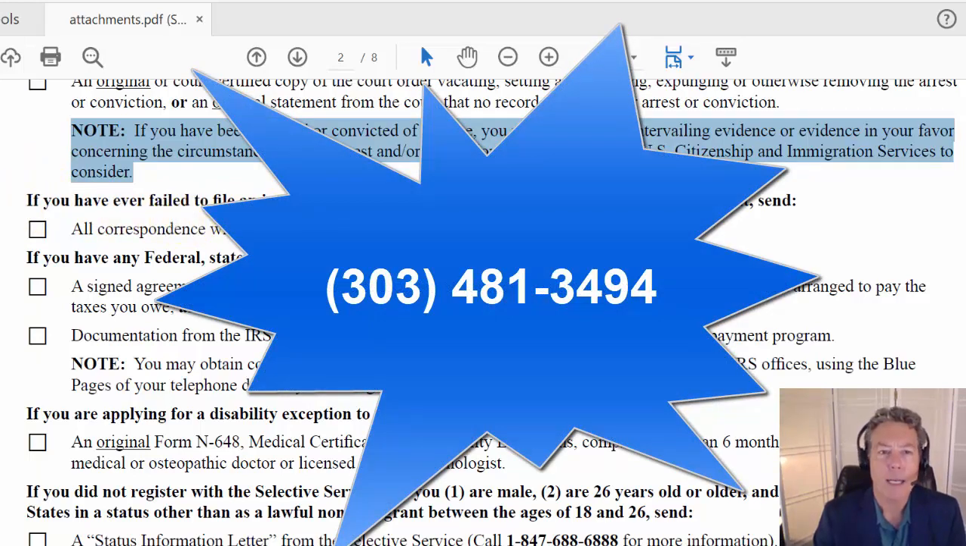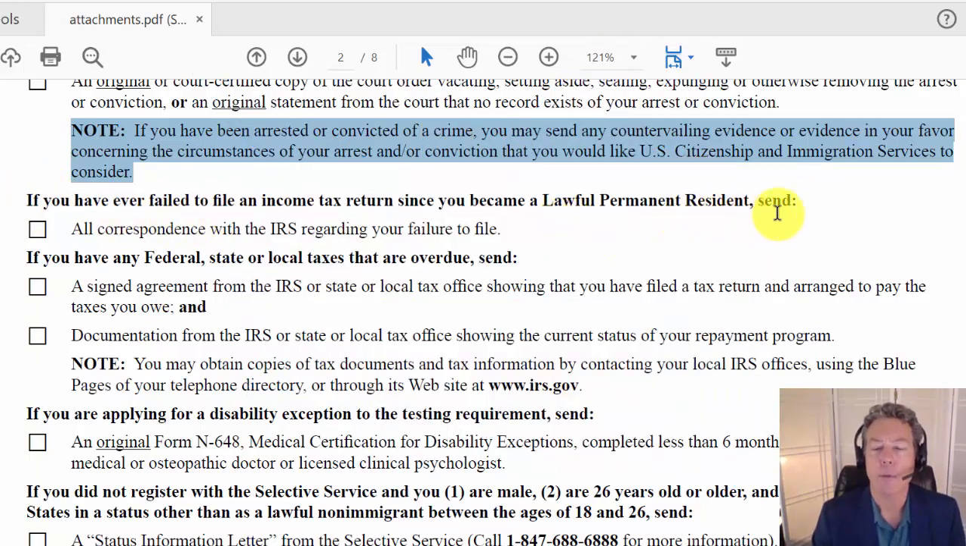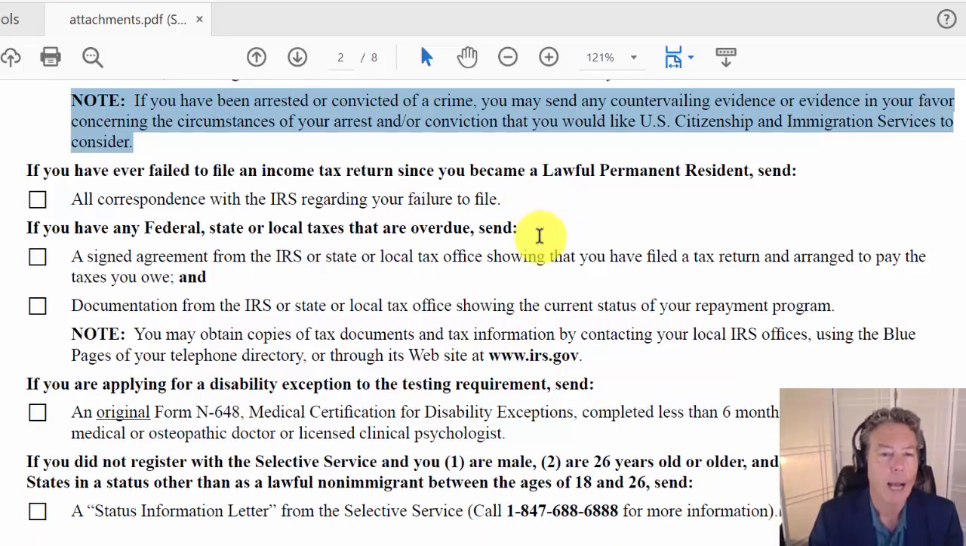If you've ever failed to file an income tax return since you became a lawful permanent resident, it is a no-no. Send all correspondence with the IRS regarding your failure to file. So you might be on a payment plan right now with the IRS, and they're going to say, oh, but you failed to file. So you got into a payment plan. Well, there's still bad moral character. So you need to be careful with that one as well. They're going to be looking for that.